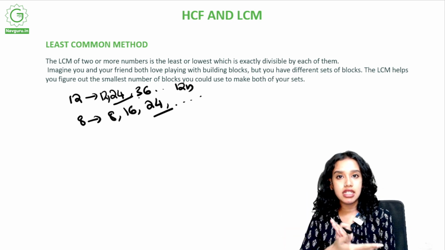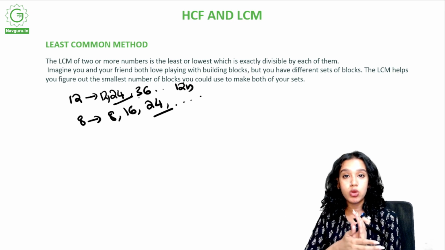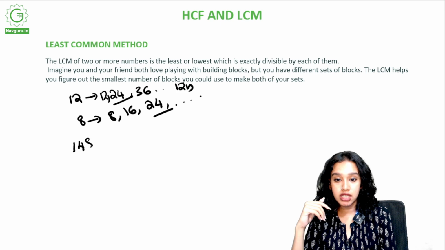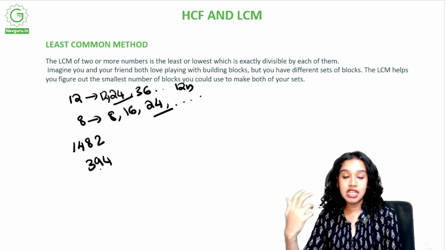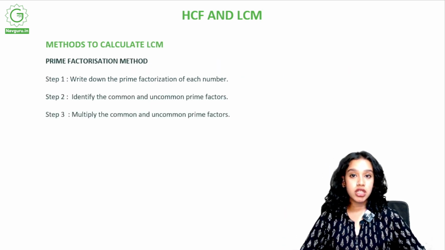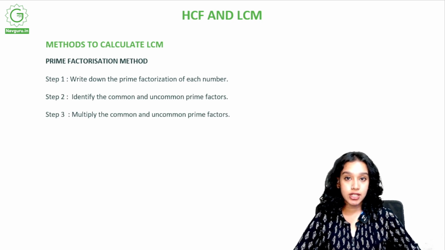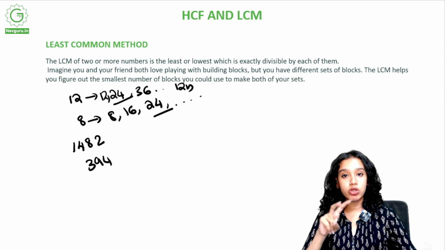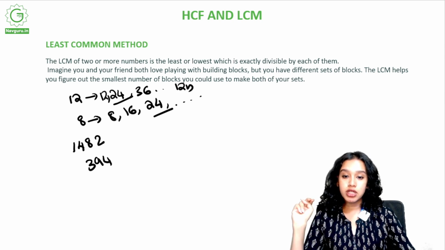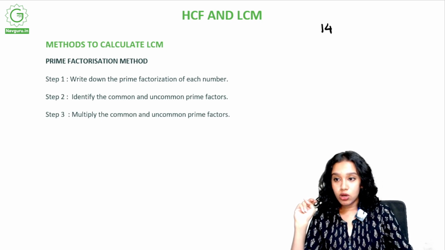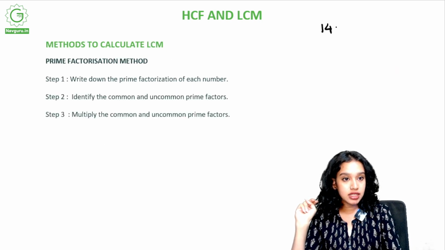12 and 8 are very familiar numbers to us and we know the tables of 12 and 8. So what if we get numbers like 1482 and 392? How do we find the least common multiple of both of these numbers? One method is the prime factorization method again. So in here, rather than for HCF, we write both of these numbers together, separated with a comma. So we have 1482 and 392.